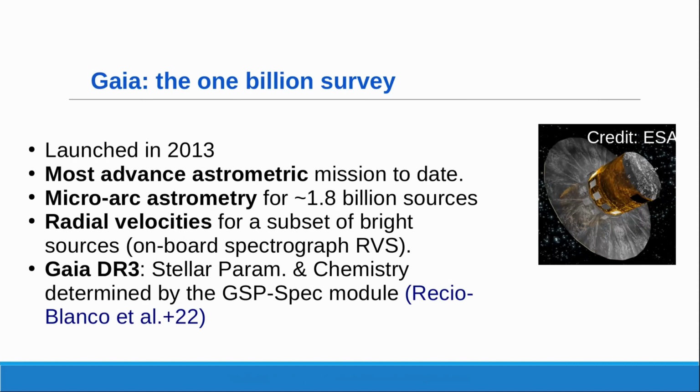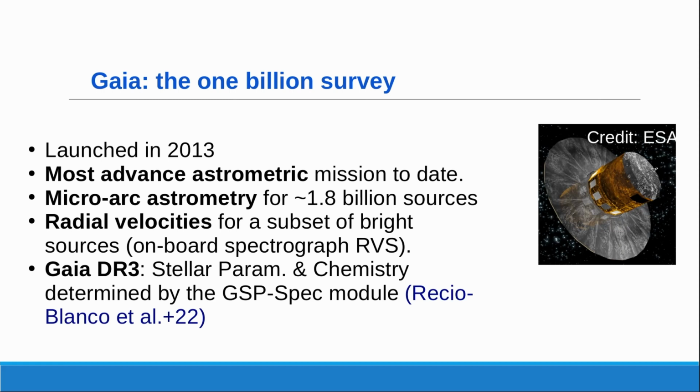As you may know, Gaia is a revolution. Gaia is the most advanced astrometric mission to date. Since its launch in 2013, it continues the legacy of Hipparcos by providing precise positions, parallaxes, and proper motions for more than 1 billion sources with errors of a few microns, with an unprecedented detail. For a small subset of bright stars, it also provides the radial velocities thanks to the onboard spectrograph RVS.